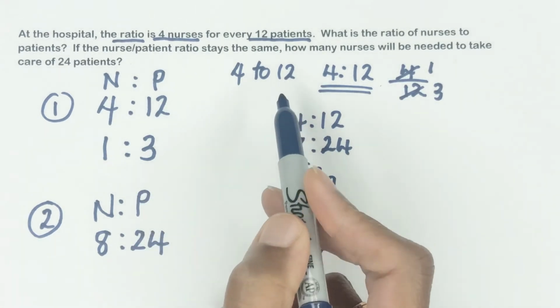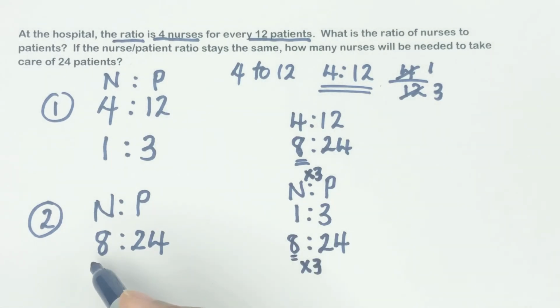So how many nurses will be needed to take care of 24 patients? 8 nurses. Once you know your multiplication tables, that leads you to common factors, that leads you to solving ratios and keeping them proportional.